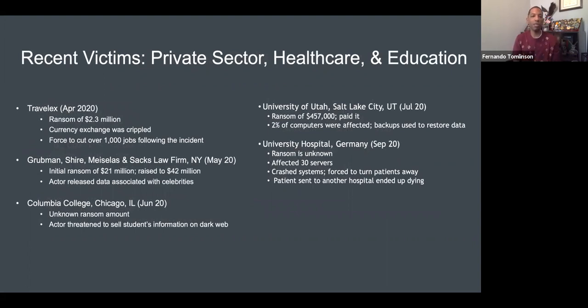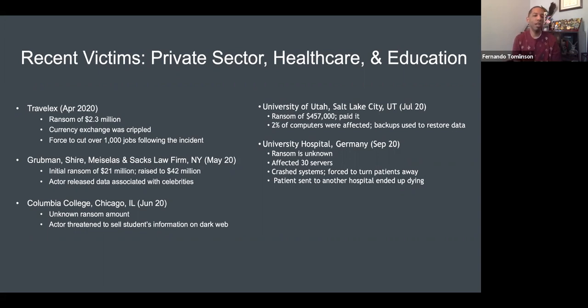Here are some private sectors, healthcare, some education, and this isn't necessarily just the US. So we have TravelX. This actually started in December 2019 and kind of just took its toll through April. So ransomware of 2.3, they ended up paying that. That was not the initial ransom. This is what they negotiated it down to. Currency exchange was crippled. So again, talk about forcing people and forcing their arm. Now, the result of this is they were forced to cut over 1,000 jobs, right, following the incident. But I guess they're surviving. I don't get to see all their internal stuff, but certainly it affected them if they had to turn around and cut jobs.